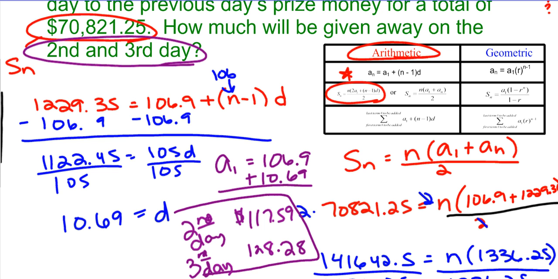So this is actually answering the question. That's how much they give away on the third day. That was created by the radio station. Isn't that a good idea to do?